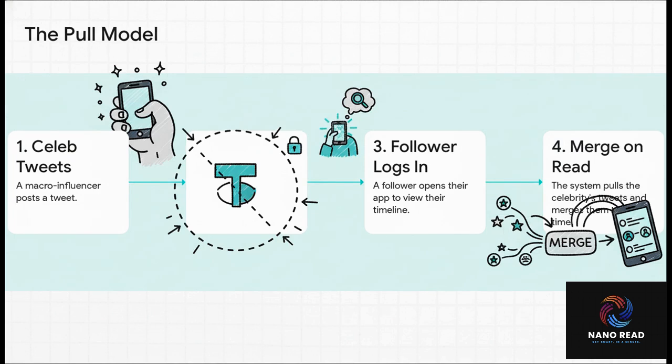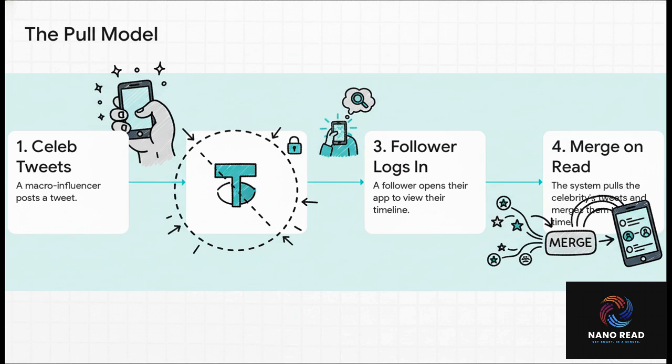But try to do that for a macro influencer with millions of followers? It would be a total disaster. A write storm that would crash everything. So, the system does the complete opposite. The celebrity tweets, and the tweet just gets saved. Then, when you open your app, the system does two things at once.